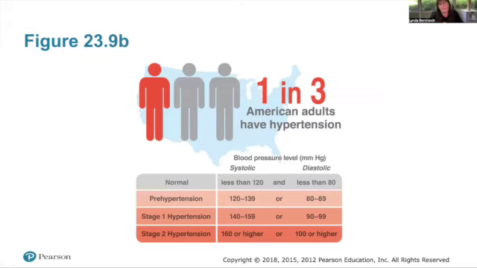1 in 3 American adults have hypertension. 1 in 3. So these are the numbers to look at. Your systolic, that's the one that I got, 112. Yay! I'm in the normal range. I don't remember what my diastolic was for the life of me. She told me, and it just went in one ear, out the other. But she said it was good. I just don't remember.